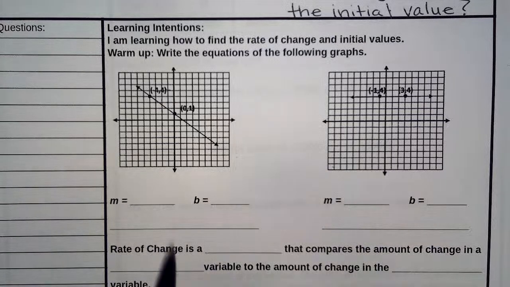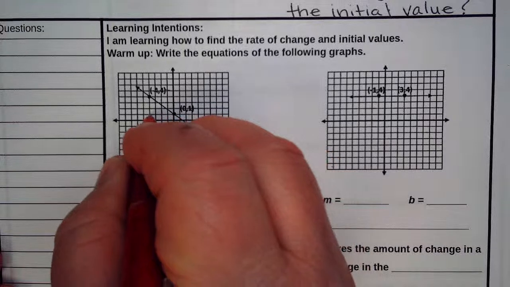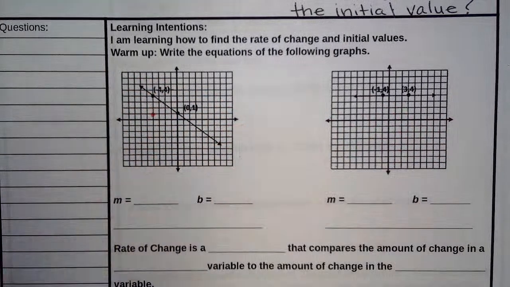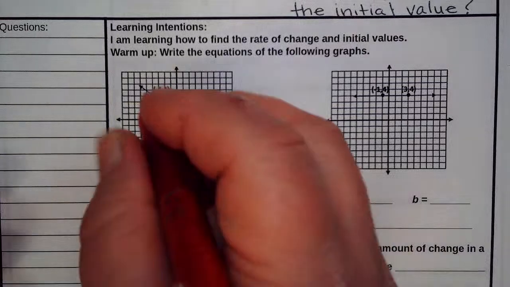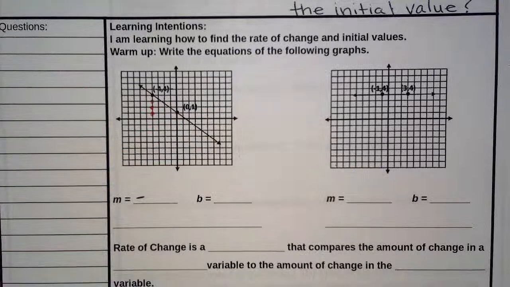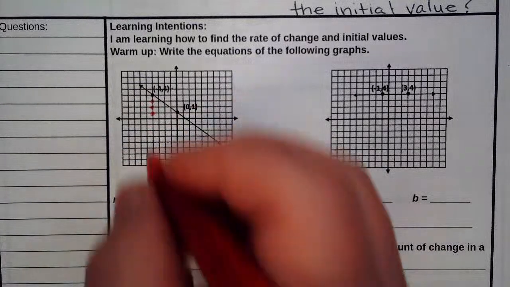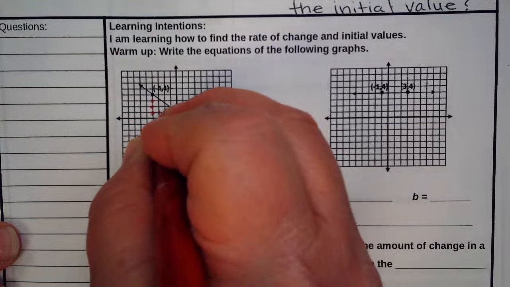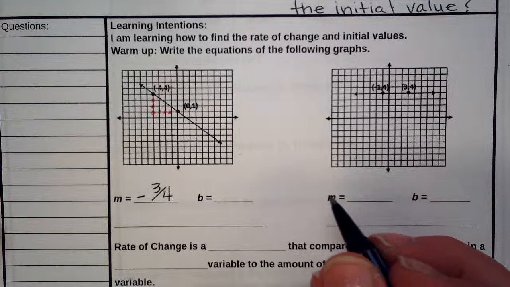Okay, so if we're looking at this, your slope is that rise over run, create that right triangle. It is a negative slope. So if I'm looking, I'm going down 1, 2, 3. I go right 1, 2, 3, 4. So this slope is negative 3 over 4.